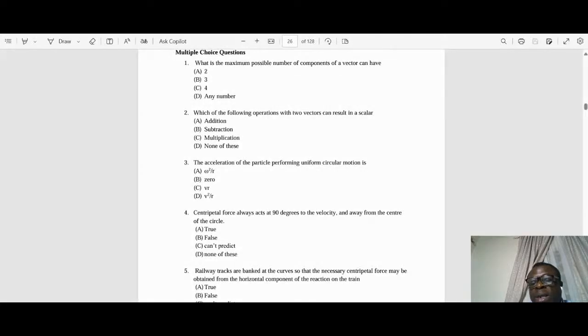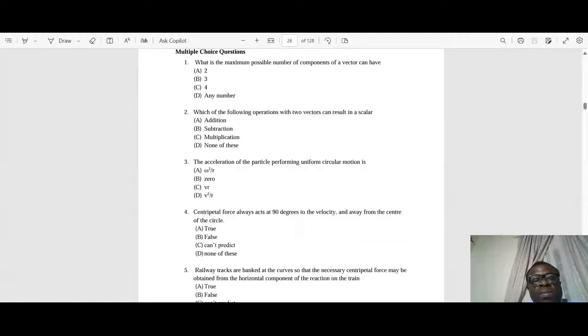Do we wait for more answers or continue? What is the maximum possible number of components a vector can have? A, 2. B, 3. C, 4. D, any number.